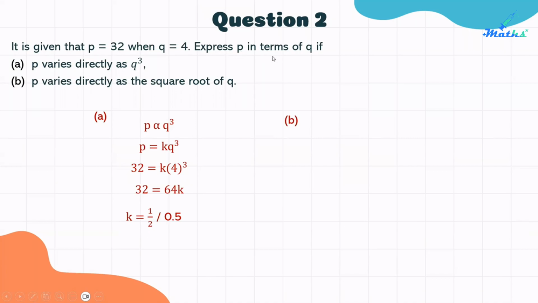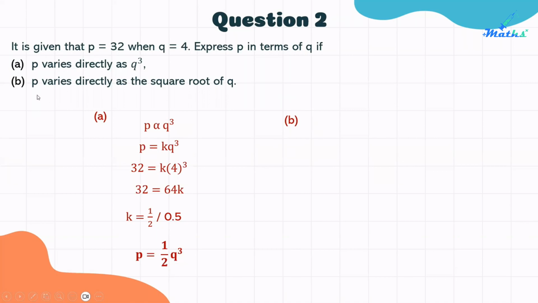Okay, we need to express p in terms of q. So we need to write this equation again and replace the k with 1 over 2. So our answer is p equal to 1 over 2 q cubed.